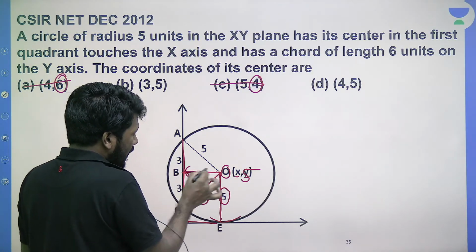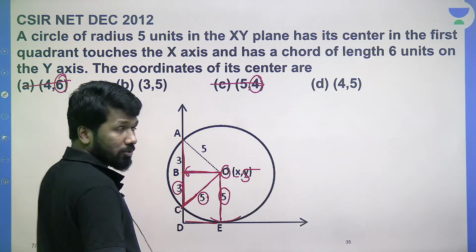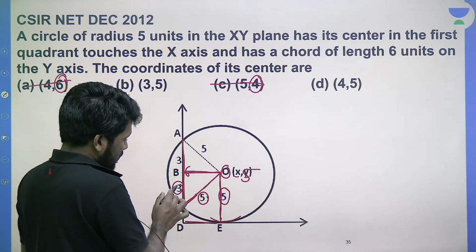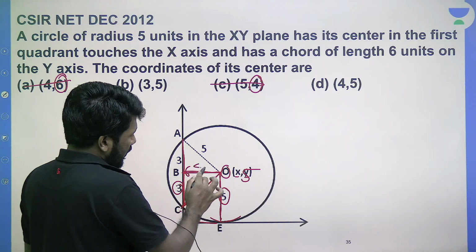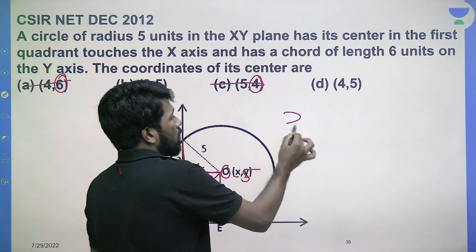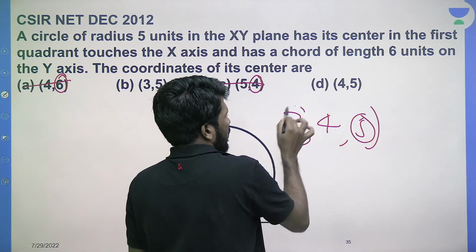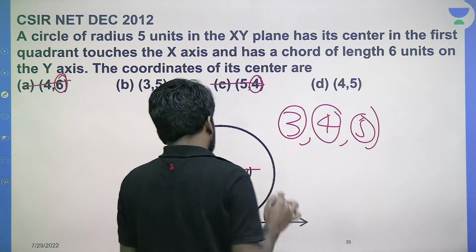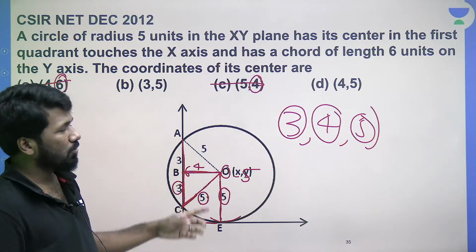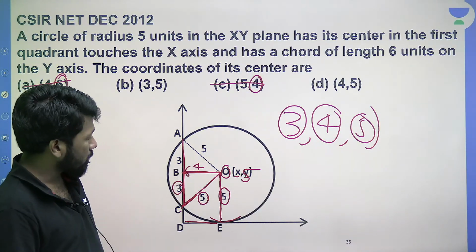If we take a vertical or perpendicular line, half of this will be 3 units. So this is 3, this is 5. So clearly this should be 4. Why should it be 4? 3, 4, 5 is a Pythagorean triplet. This is the hypotenuse, this is one side, so the other side should be 4. Or just take the square root of 5 squared minus 3 squared. Anyway, this will be 4.